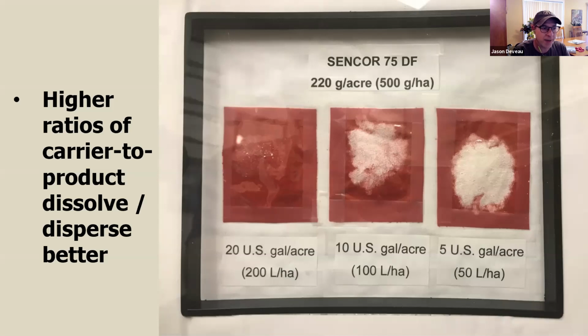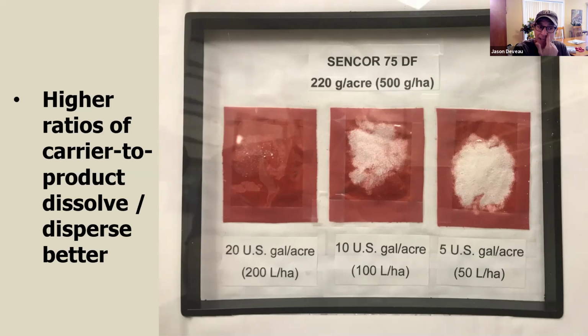And you may look at that and think, big deal. And there's always a few little chunks. Okay, but that's product that didn't get dissolved, which means what's coming out of your sprayer isn't at the level of active that it should. It's not as heterogeneous. It's not uniform.